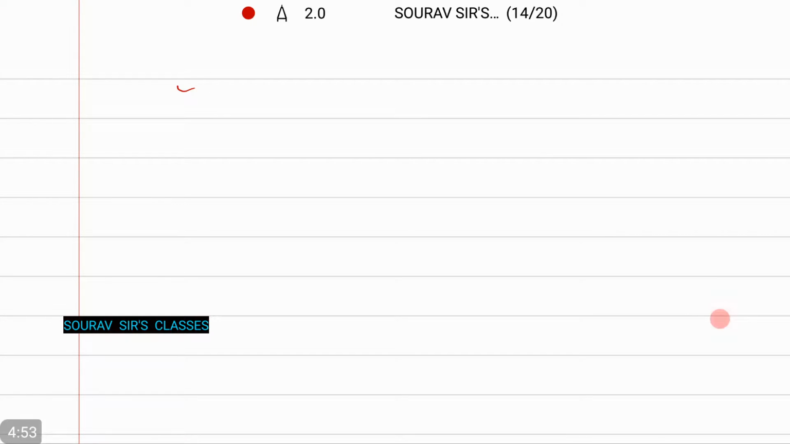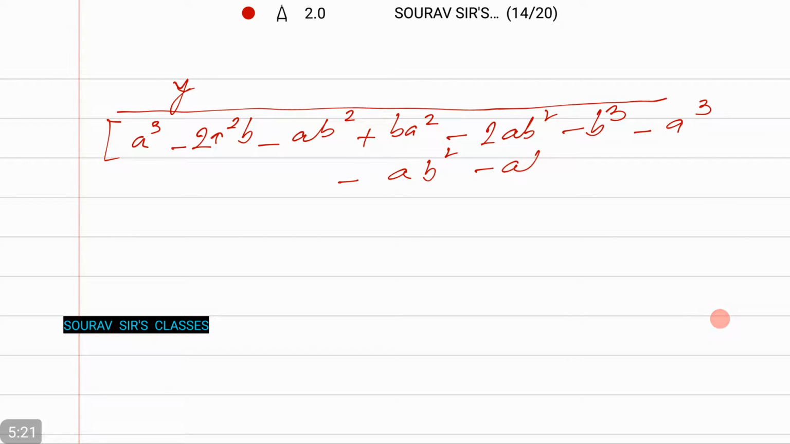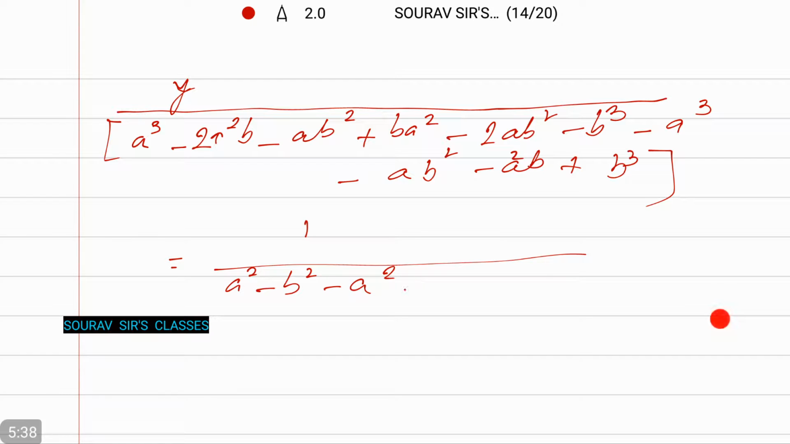So that will be y by, let's put a bracket, a cube minus 2a squared b minus ab squared plus ba squared minus 2ab squared minus b cube minus a cube minus ab squared minus a squared b plus b cube in the bracket, and this is equal to 1 by a squared minus b squared minus a squared minus b squared again and minus 2ab.